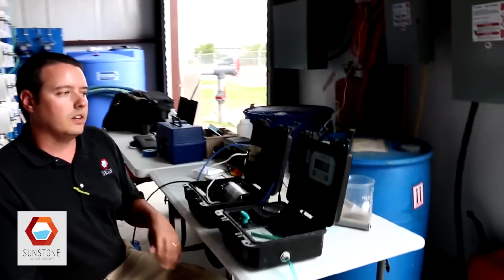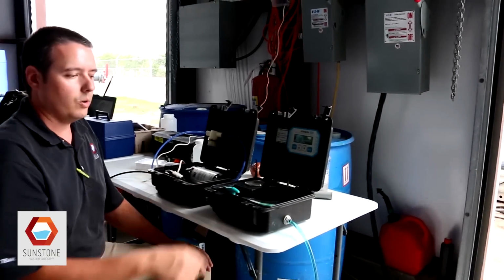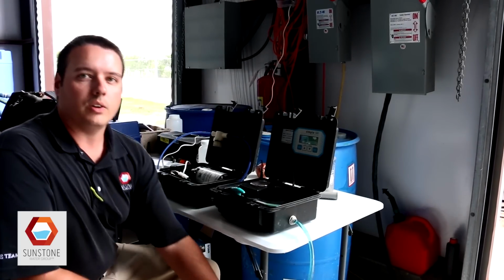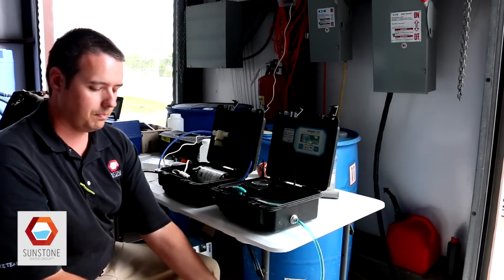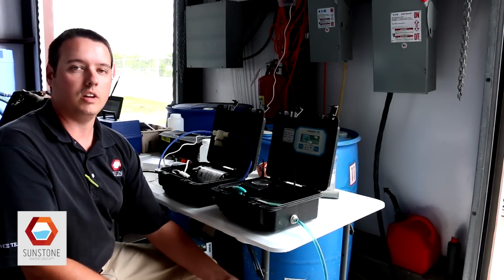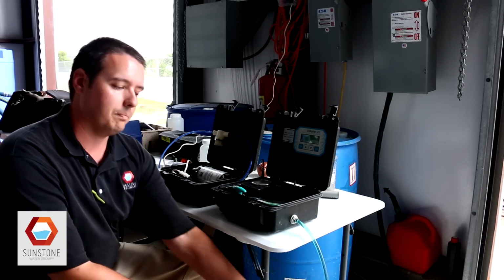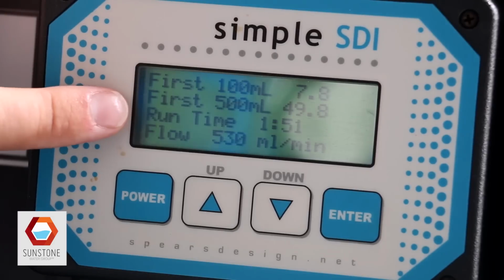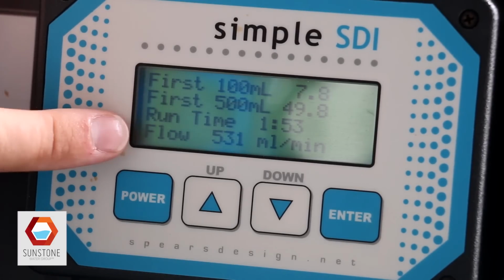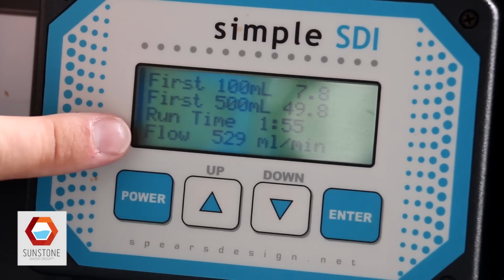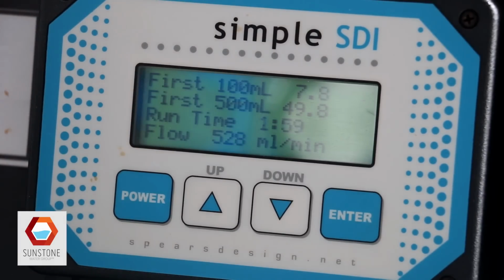This SDI kit measures the flow rate of water going through it, and it does the calculation for us of the actual silt density index. You can see water's flowing. So now our test has been running for nearly 2 minutes, and our flow rate is 531 milliliters per minute, and slowly falling as the filter fouls.